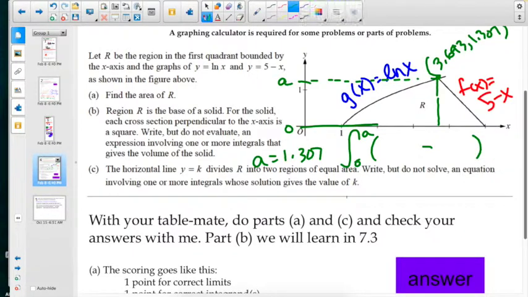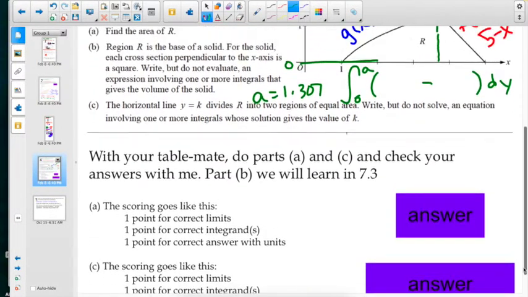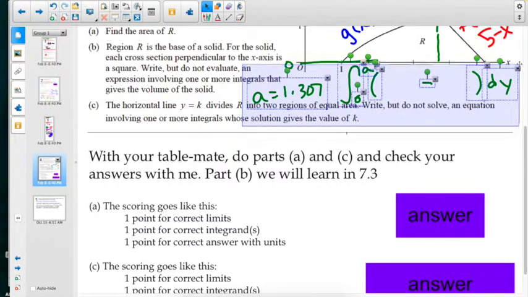I had a really bad mistake there. That should be a dy. Okay? So, let me try to move this with my calculator. Oh, thanks, Tim. Let me try to.